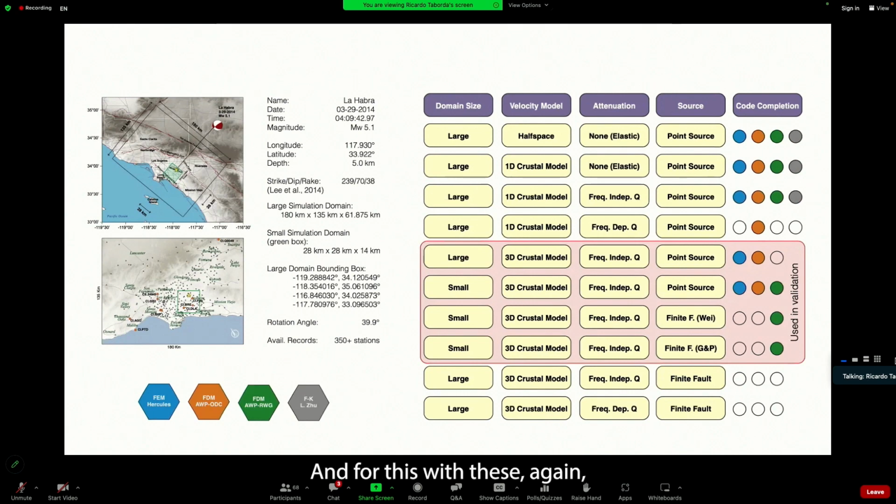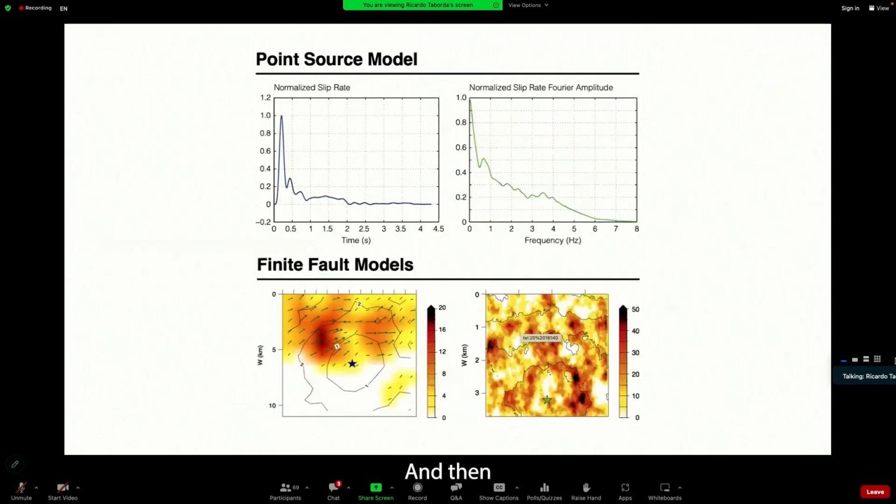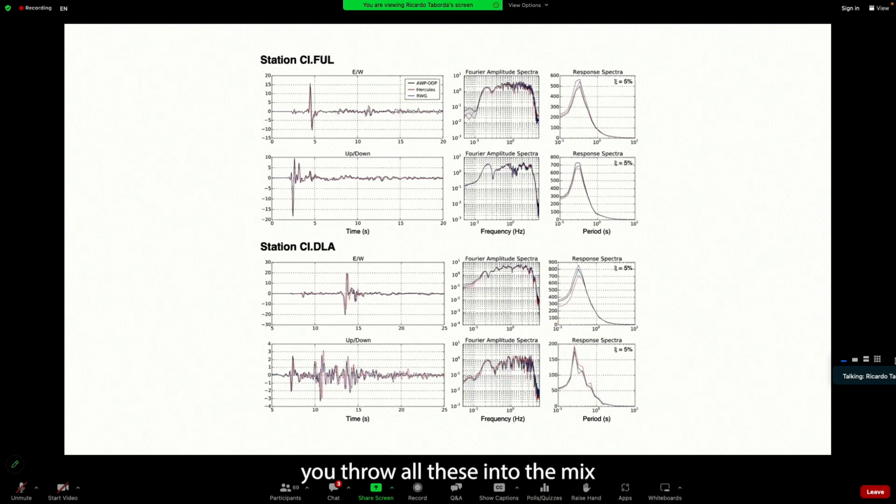And for this, we did, again, a robust combination of different factors: different velocity models, different attenuation models, different source models, and different domain sizes, so that we could compare what was going on with the results. And then point source, and then a simple kinematic source and a more complex kinematic source, okay? And once again, you throw all this into the mix, and it gives you an idea of all these different factors, using different codes, using different models, how variable your results are in terms of validating with data.